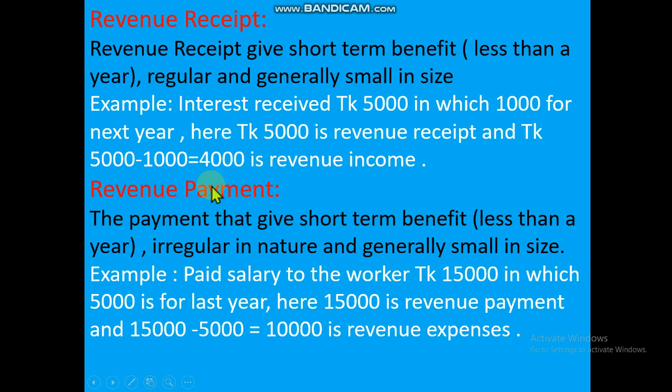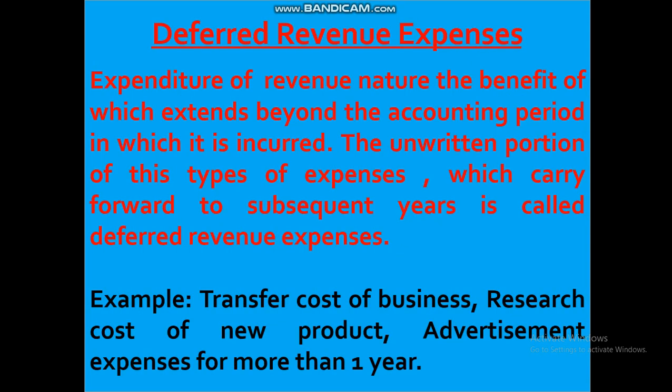On the other hand, revenue payment is the payment that gives short-term benefit less than a year, regular in nature and generally small in size. Here also there is revenue payment and revenue expense. Paid salary to the worker is 15,000, in which 5,000 is for last year. Here 15,000 is revenue payment, but revenue expense is 10,000, because out of this 5,000 is for last year. Last year we may not have paid the worker because of a shortage of cash. This is revenue payment and revenue expenditure.